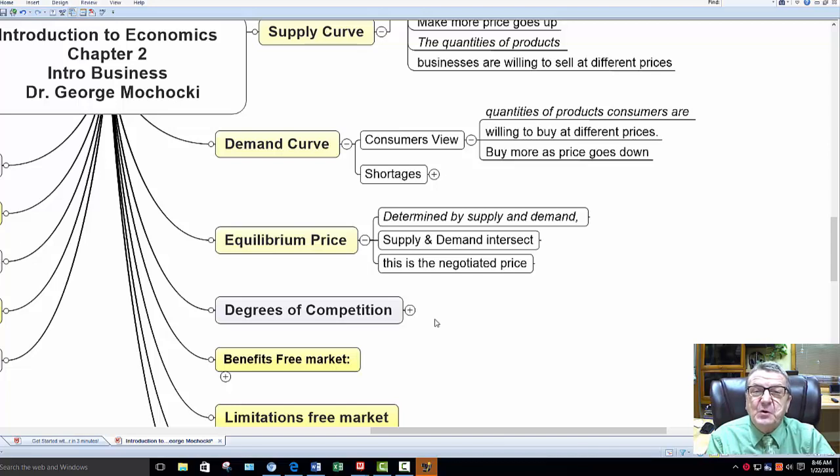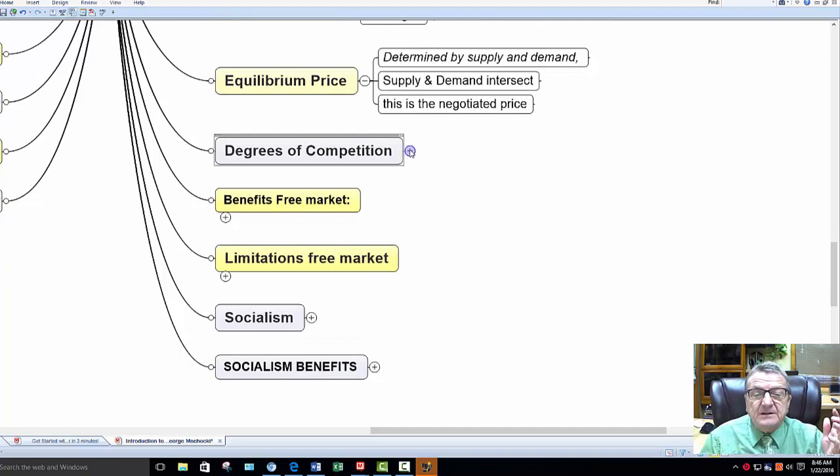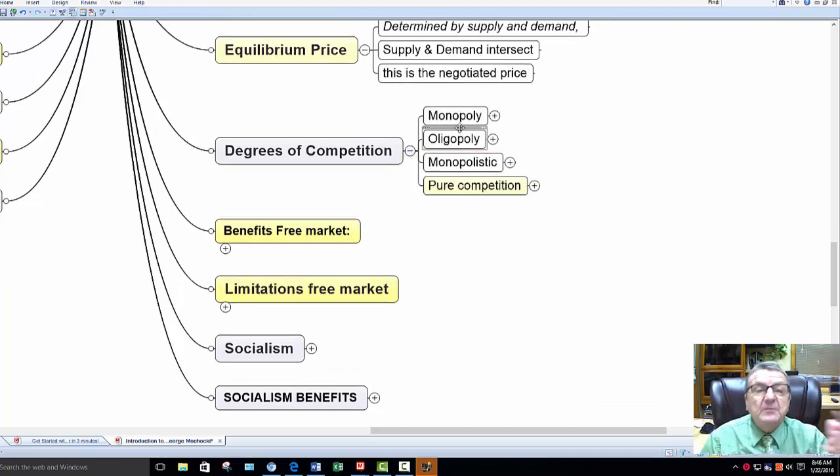So we have some control of what we're going to be charging. Okay, so that's the market price. Now the degree of competition, monopoly. I mean, I'm the only business in town, and even that's not even there.